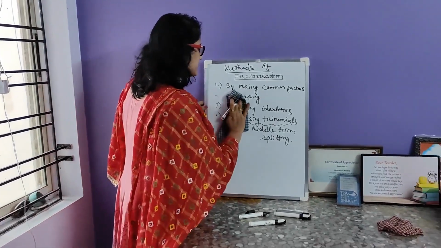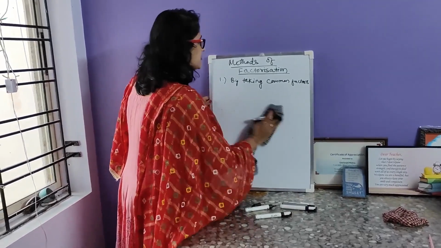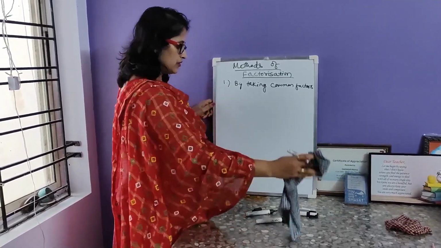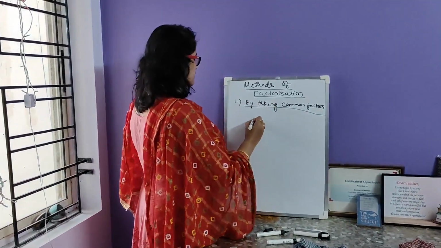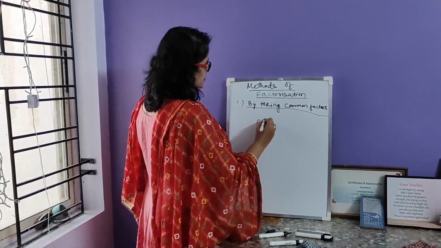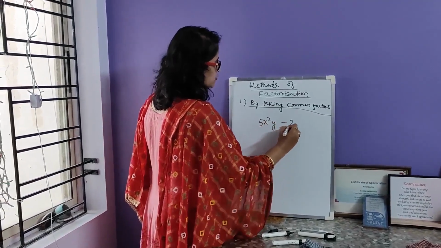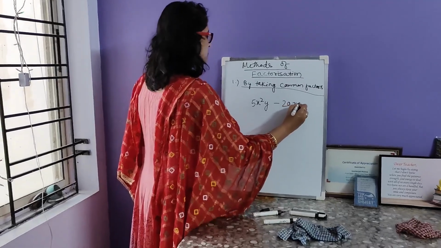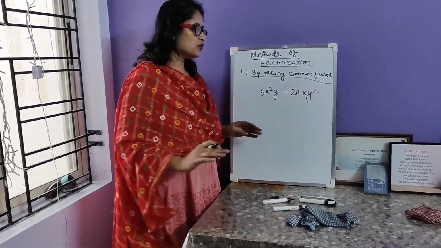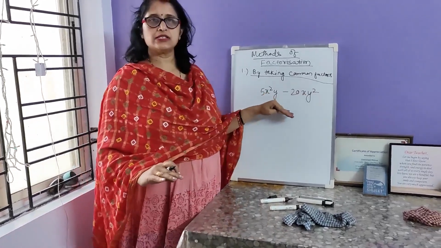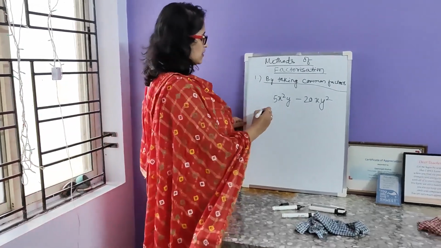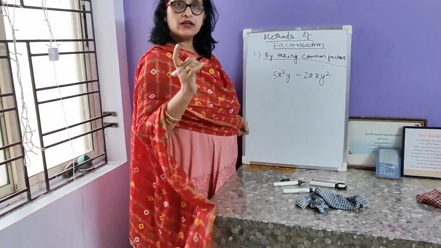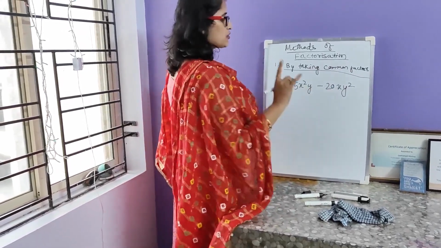First let me take some examples for factorizing by this method. Let's take, for example, 5x square y minus 20xy square. I want to factorize this algebraic expression. So how will I do it? I need a common factor, so I need to find the common factor of these two terms.